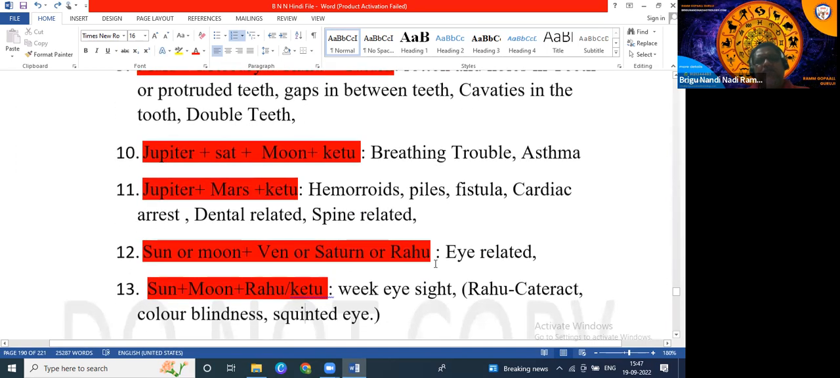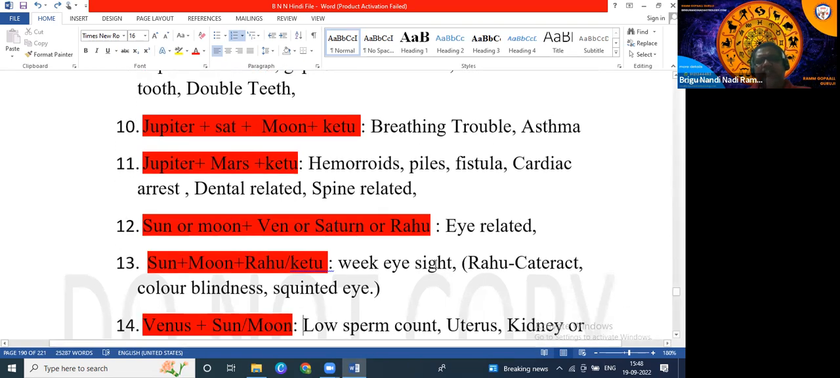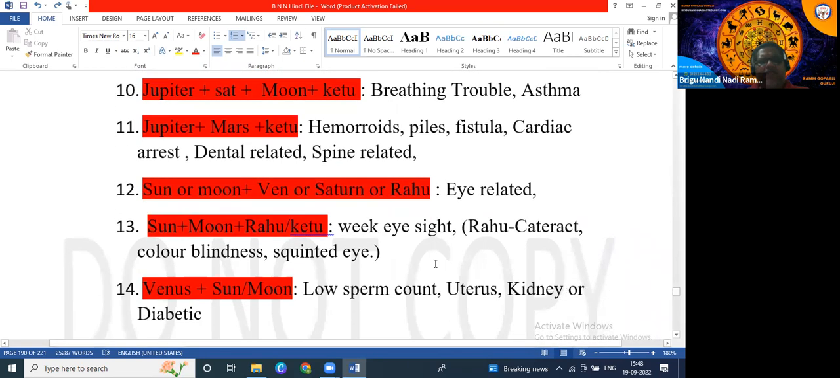And Sun, Moon, Venus or Saturn or Rahu. So Sun is right eye and Moon is left eye. Venus is enemy to Sun, Saturn is enemy to Sun and Moon, and Rahu is enemy to Sun and Moon. So that's why if Sun or Moon is connected to Venus, Saturn or Rahu, the native will have eye problem. Which eye? If it is Sun, right eye. If it is Moon, left eye. And Sun, Moon, Rahu, Ketu: weak eyesight. Rahu is generally cataract, color blindness, and squinted eye, uneven eye.